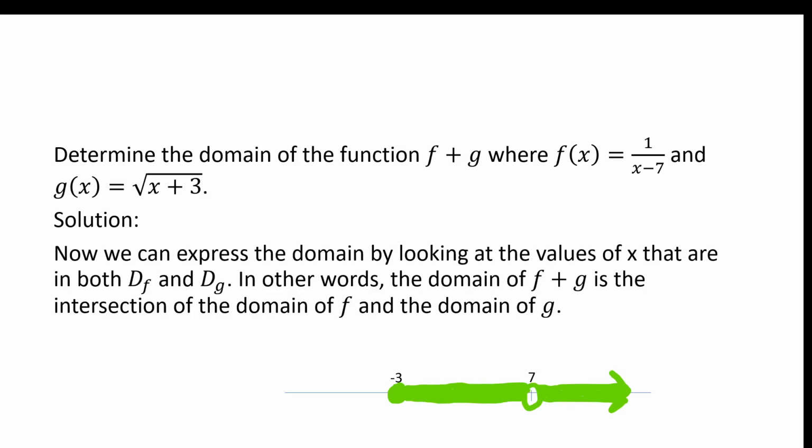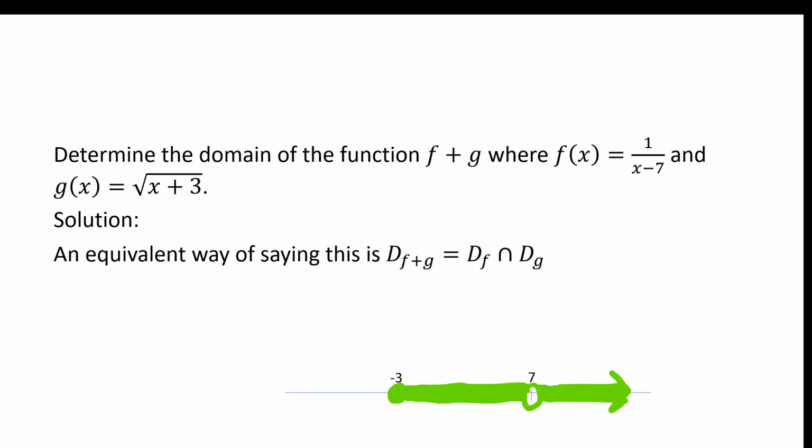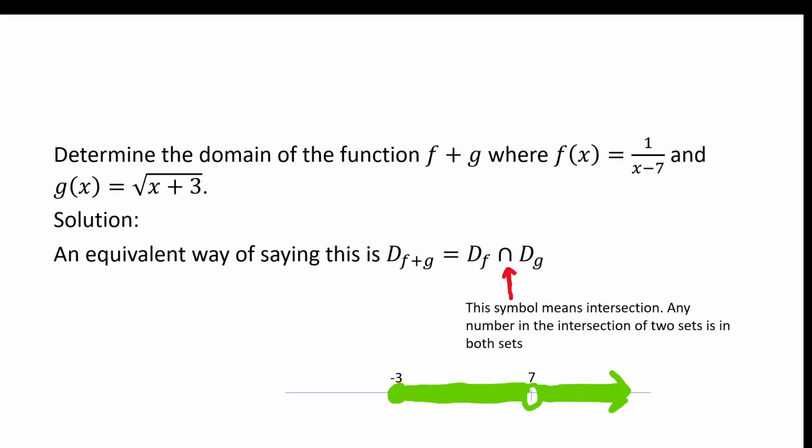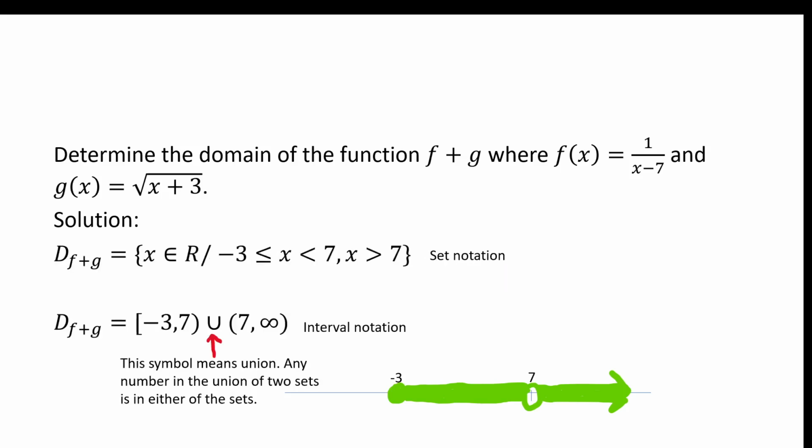Okay, now we can express the domain by looking at the values of x in both domain F and domain G. In other words, the domain of F plus G is the intersection of the two domains. An equivalent way of saying this is as you see it on your screen. The symbol being pointed at means intersection. Any number in the intersection of two sets is a number that's in both sets.